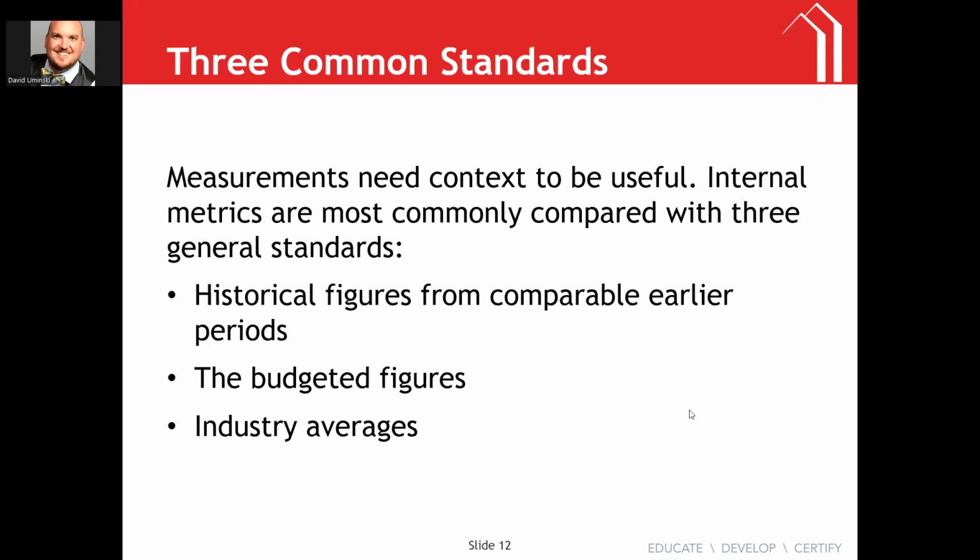So 3 areas that we can get this data from are historical figures. So what did we do in the past? What was our ADR? What was our occupancy in the past, for that same period? What did we budget? So if we said that we wanted our ADR to be 150 and right now our ADR is sitting at 140, are we making our budget? Not yet, okay? We can also look at the industry averages.